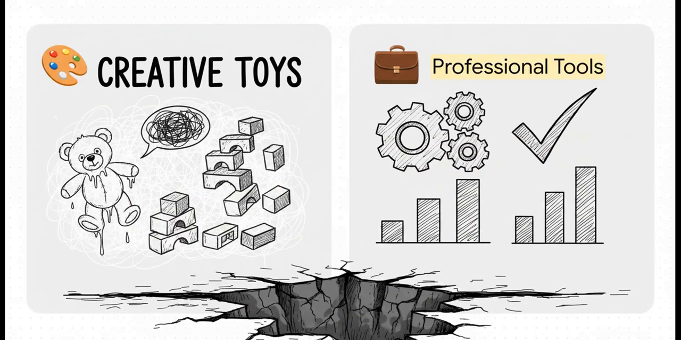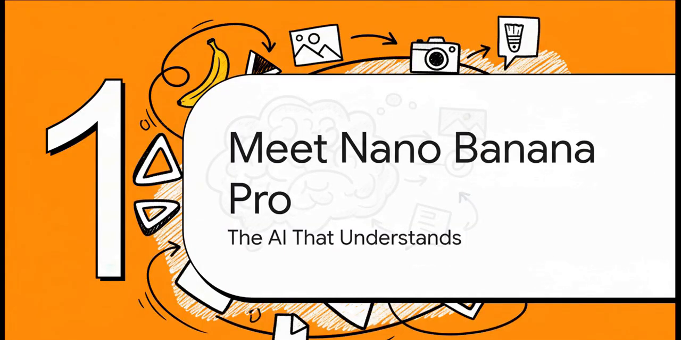And this really gets to the heart of the problem. On one side, you've got these creative toys that give you totally unpredictable results. But on the other side, you have what professionals actually need: pixel-perfect text, consistent branding, factual data, and just precision control. There's been this massive gap between the two. Well, until now. So let's dive in and meet the tool that's trying to bridge that gap, Nano Banana Pro.